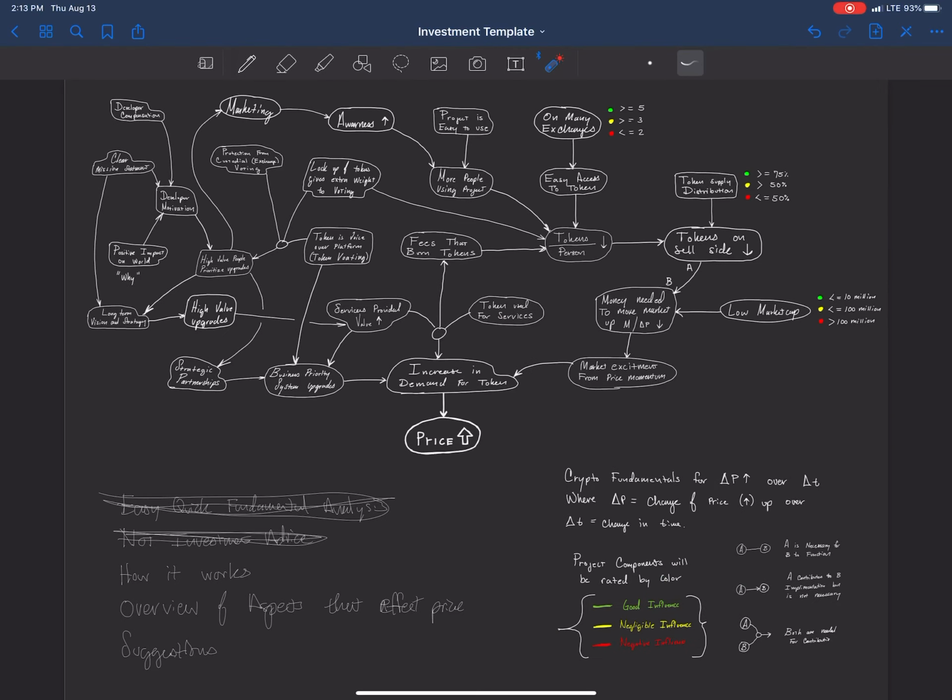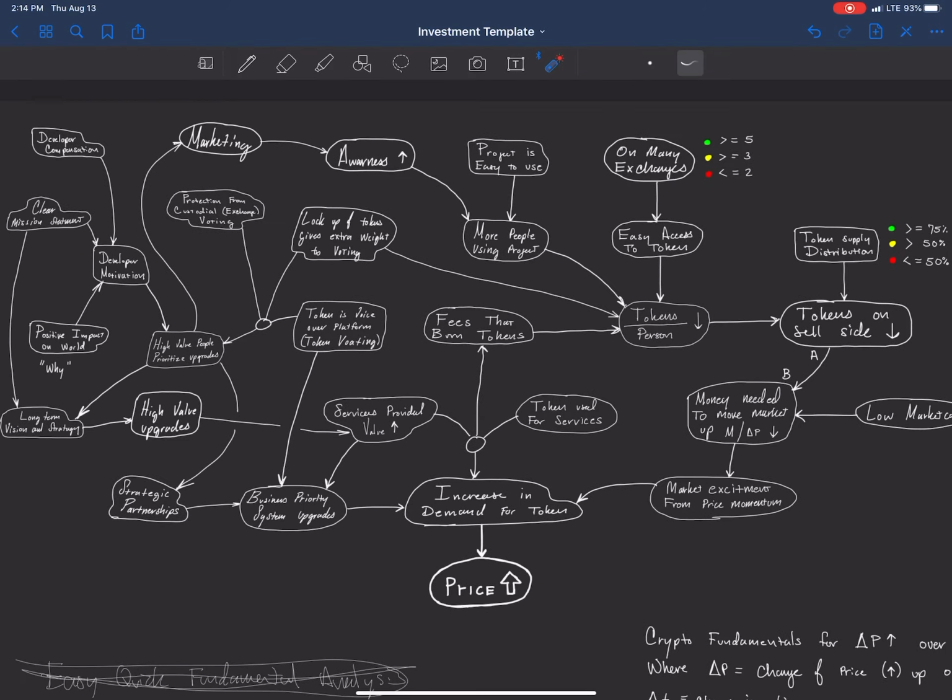And after we review projects such as the DAP project, which is going to be the first project I'm going to review, or EOS, or even ETH, we'll review these projects and rate each one of these components based on a color coding, such as good, negligible, or negative, okay? And all of the sources for the information will be provided below my reviews, all right? And this is a brief overview.